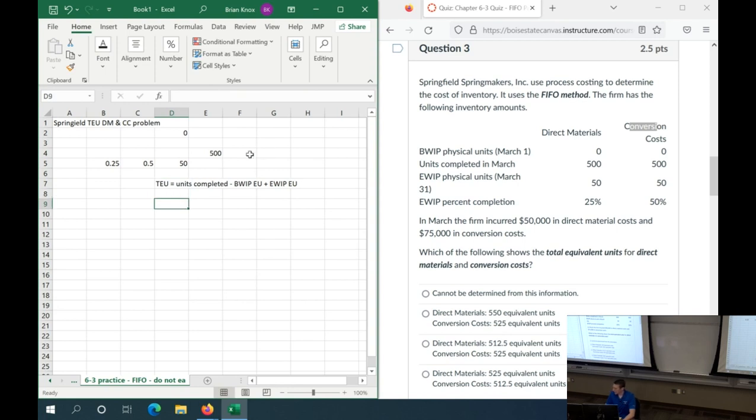All right, well, we have our units completed provided to us. We were sure to look at this, and I made a promise. I think this question was not in that promise. I fulfilled that promise on 6-2 or 6-1, but not here. I'm going to bold this because very often that space says units started. So you get beginning WIP physical units, then units started, then ending WIP physical units. And this is a departure from that.